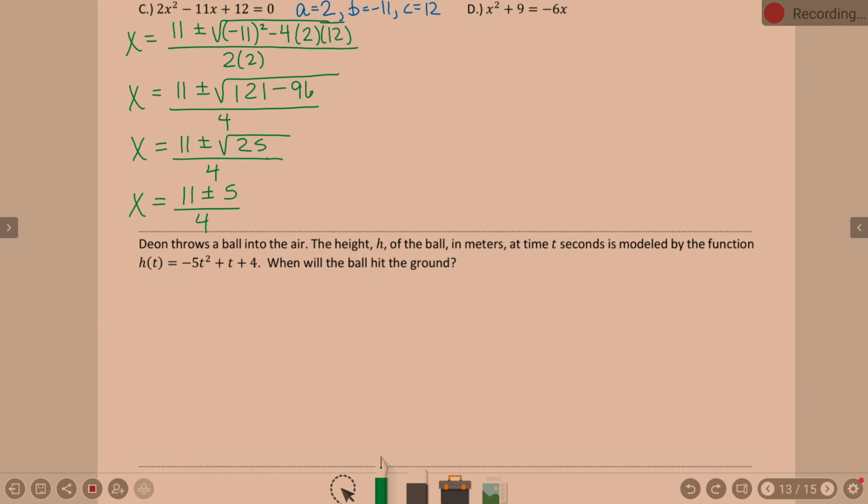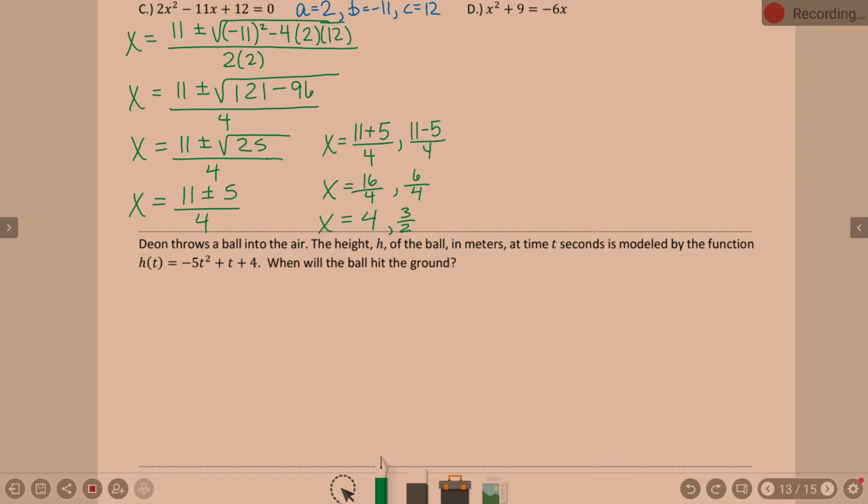Now I'm at a point where I have 11 plus or minus 5. Can I do 11 plus or minus 5? Yes. Okay, do the math there. So I'm going to have to do 11 plus 5 divided by 4, and I'm going to have to do 11 minus 5 divided by 4. 11 plus 5 is 16. 16 divided by 4, I'm going to have an answer of 4. 11 minus 5 is 6. 6 divided by 4? I would reduce and say 3 halves.